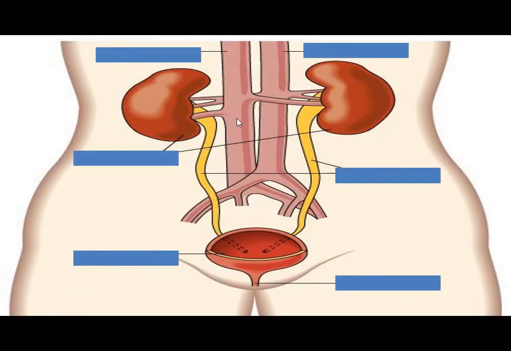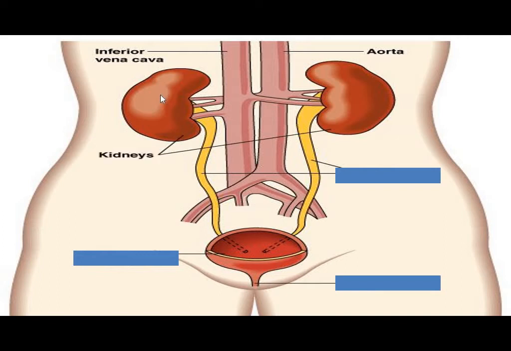Here's a diagram of the system. Okay, here we have on this side, which would be your right side, the inferior vena cava. Okay, remember what it's doing with blood? And the aorta. The vena cava is taking blood away from the kidneys. The aorta is bringing it to the kidneys. These bean-shaped structures here are the kidneys.